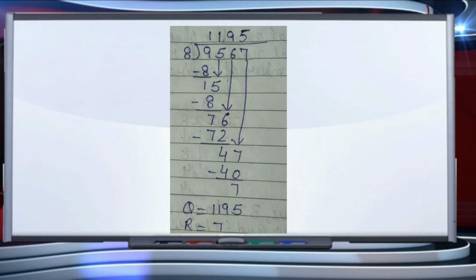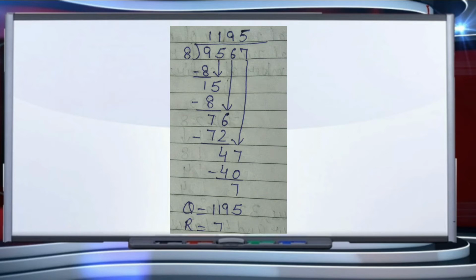Now 4 is again less than 8. So what will we do? We will bring 7 down. Then it will become 47. Now 8 5s are 40. We will have 40 here, and 47 minus 40 will be equal to 7. That is, the quotient will be 1195 and the remainder is 7, as the division is not possible after 7.